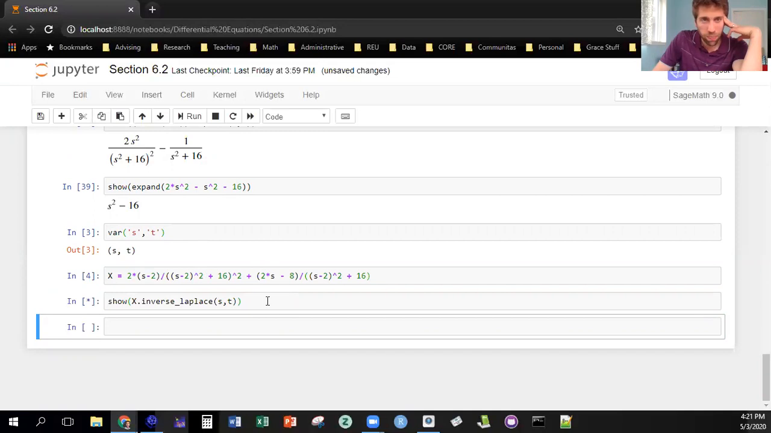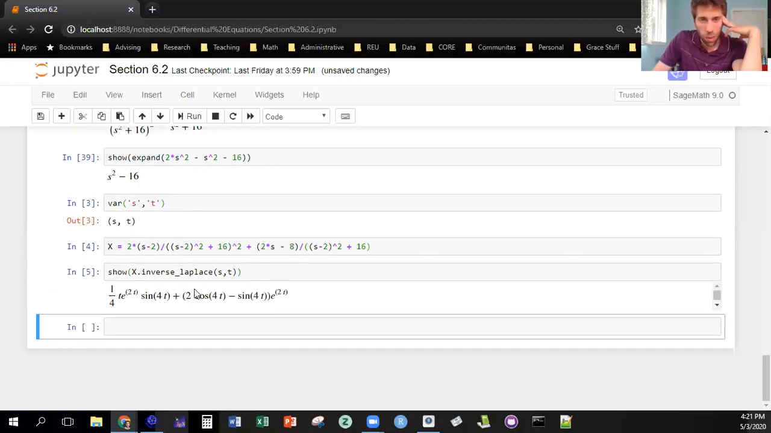Sage thinks for a little bit, and it comes up with 1/4 t e to the 2t times (sine of 4t plus 2 cosine 4t minus sine of 4t), and then this whole thing is times e to the 2t as well. And then we're done. So that's how to do that problem with Sage. And really, you could have used Sage even a little bit earlier, but we're trying to get you to become not as rusty with your algebra and see how things work. So that's how we solve this problem. Now we're done.